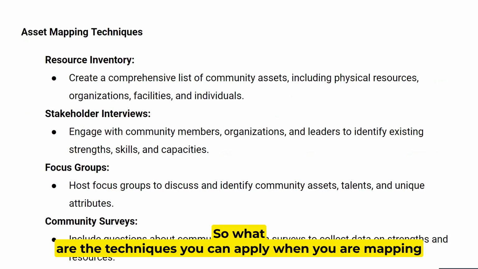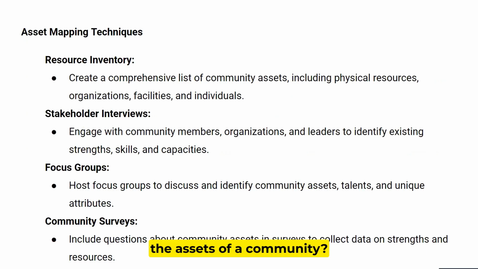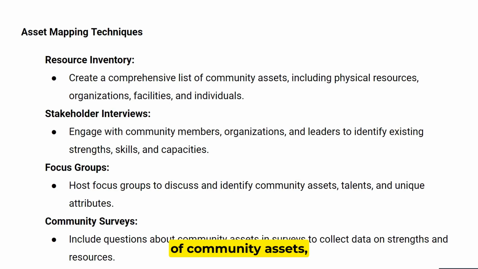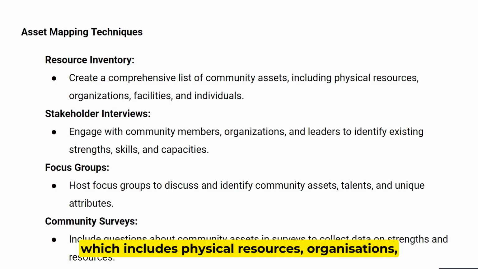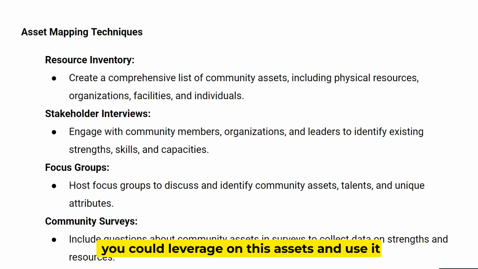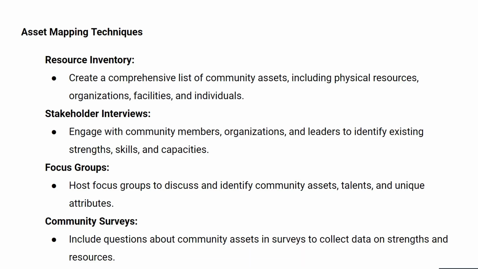So what are the techniques you can apply when you are mapping the assets of a community? You could make use of resource inventory. Resource inventory is you creating a comprehensive list of community assets, which includes physical resources, organizations, facilities, and individuals. You could leverage on these assets and use them to make your community engagement come out better.